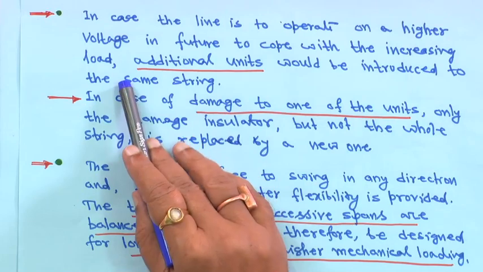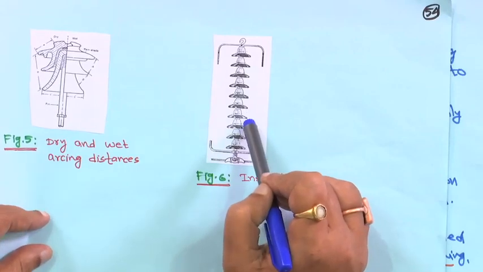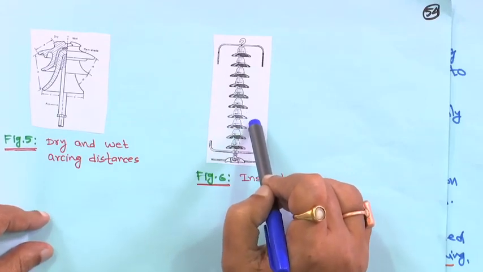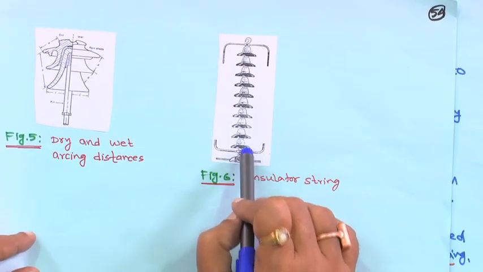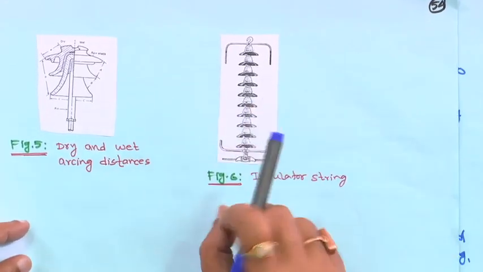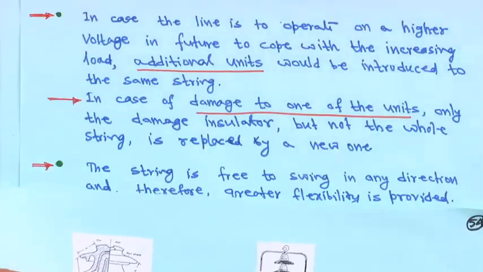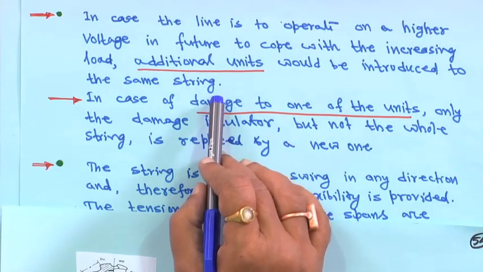The second advantage: if the line is to operate on a higher voltage in future, to cope with the increasing load, additional units can be introduced to the same string. Suppose it was operating at 132 kV and now we want to increase the voltage level. In that case you can connect more pieces to the string, such that the voltage level can be increased. That option is there.